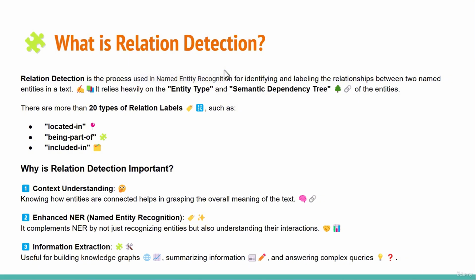Furthermore, it enhances named entity recognition. With its help, the interactions between them become known. Additionally, it is helpful when building knowledge graphs, in summarizing information, and in answering difficult queries.